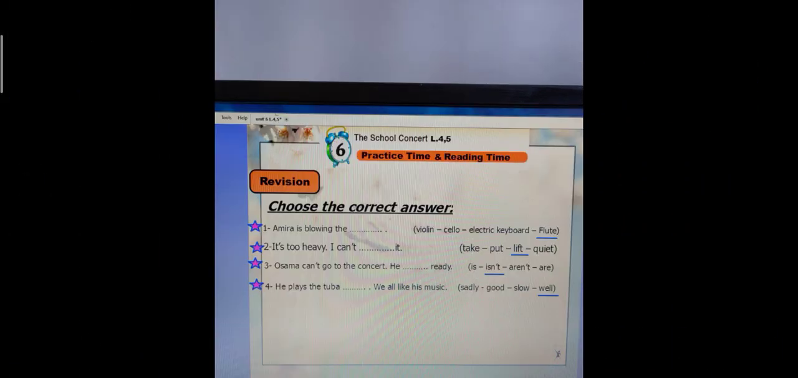Okay, now we have the exercise. Choose the correct answer. Number one, Amira is blowing the flute. Yes. Number two, it's too heavy. I can't lift it. Osama can't go to the concert. He isn't ready. He plays the tuba well. We all like his music.